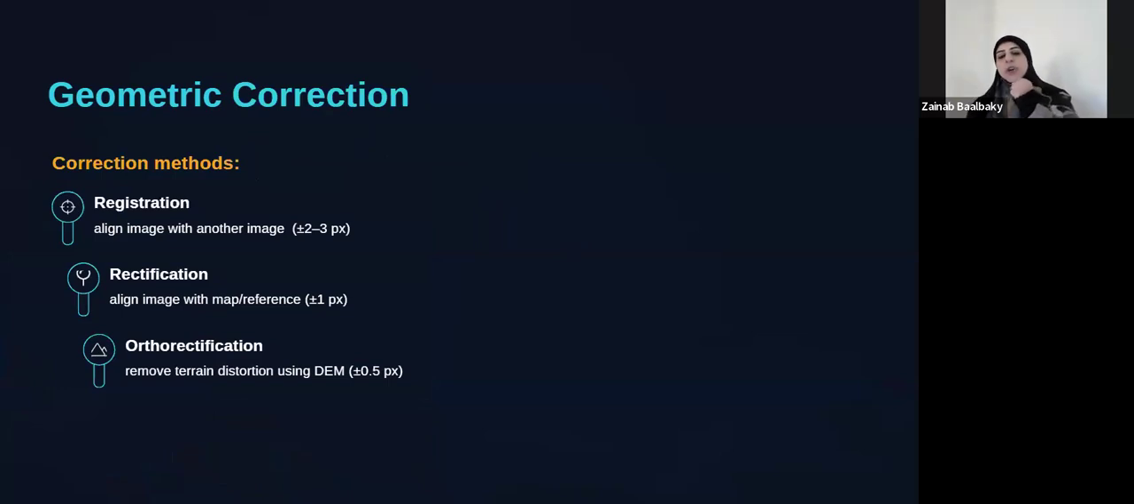There are three main types of geometric correction. Registration aligns an image with another image, useful for temporal comparison. Rectification aligns the image to a known map or coordinate system. Orthorectification is the most accurate. It uses a digital elevation model to remove terrain distortion, ensuring that pixels are located exactly where they should be on the ground.